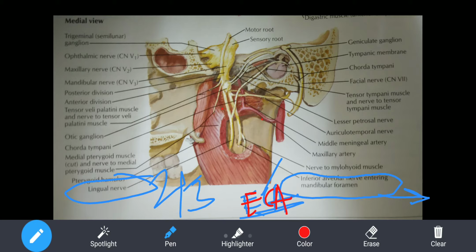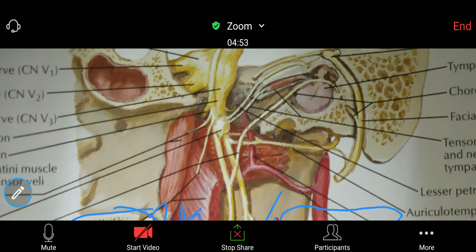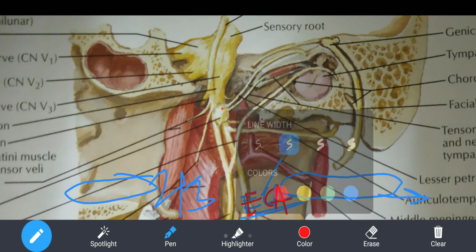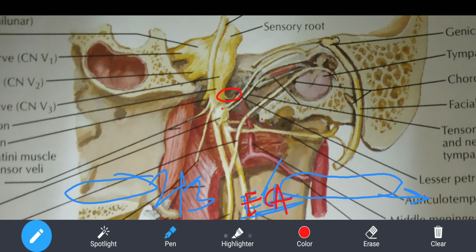Just one second. Where is that labeling? This labeling is not shown here. No problem. Okay, it is here. Wait, I will have to zoom it. Okay. Now, can you see this branch? This small branch. It is going inside like this. Can you see this? You know what it is called? It is called nervus spinosus.